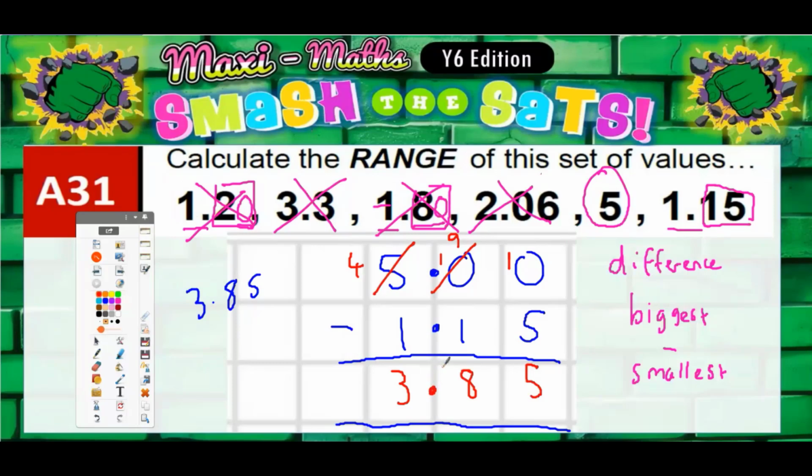So the range of those values is the difference between the biggest and the smallest. And the difference between the biggest and smallest number is 3.85.